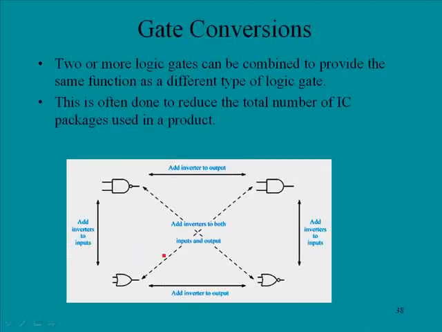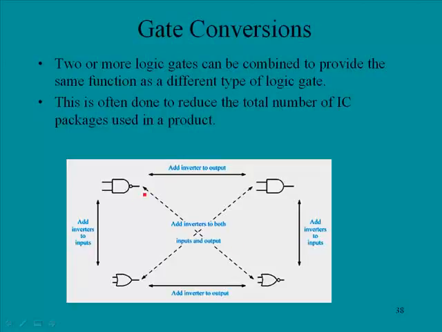Okay, gate conversions. Two or more logic gates can be combined to provide the same function as a different type of logic gate. This is often done to reduce the total number of IC packages used in a product. So rather than having a whole bunch of different IC packages, you can build a digital circuit with just one type of package, and you just use inverters to change it to the device that you need. We'll look at a couple of these. Here we've got NAND and AND and OR and NOR. And what you'll see in this diagram is that if we just add inverters, we can change the outputs.